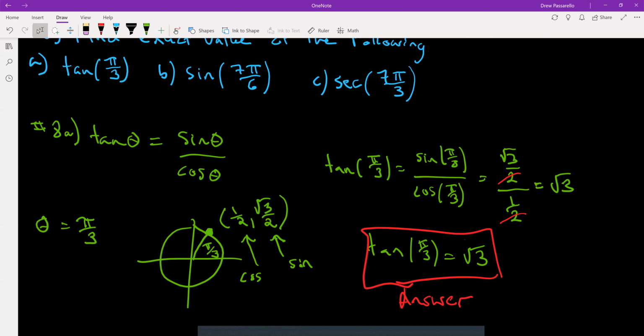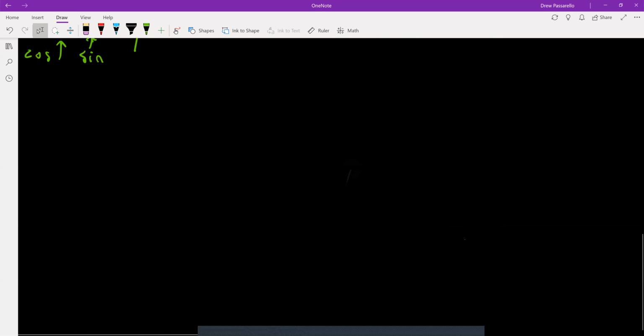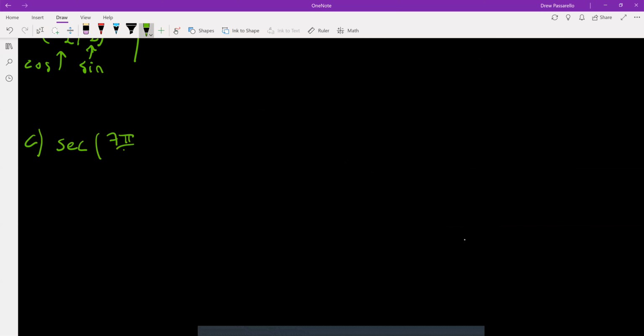Now, part C is secant of 7 pi over 3. Some preliminaries: what is secant? Secant of theta is the reciprocal of cosine, 1 over cosine of theta. So secant of 7 pi over 3 is equal to 1 over cosine of 7 pi over 3.